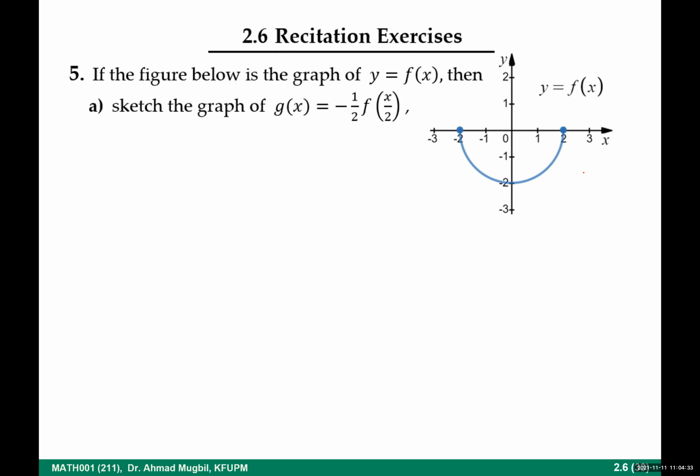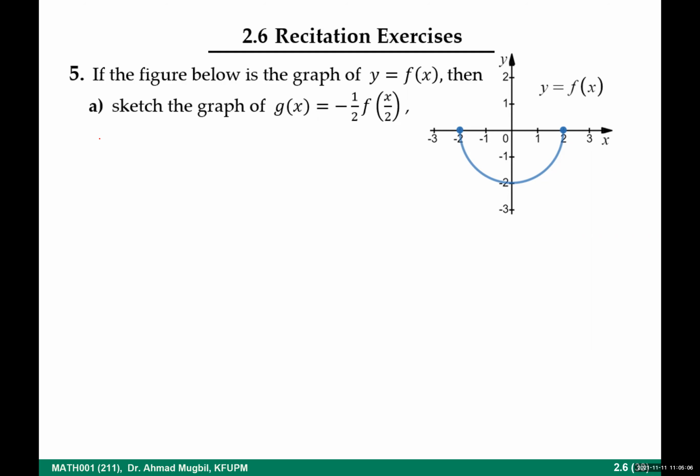What is g? It is the value of f at x over 2 multiplied by negative a half. It is negative a half of f of x over 2. Make it easy. You can do it in 2 steps, 3 steps. To be better, you can start with f of the half of x, then the half of the function, then negative half of the function.